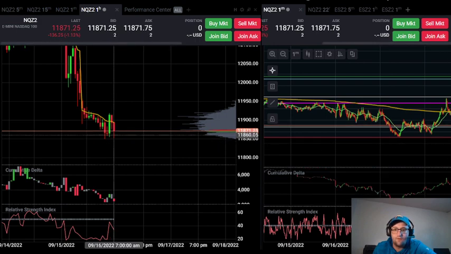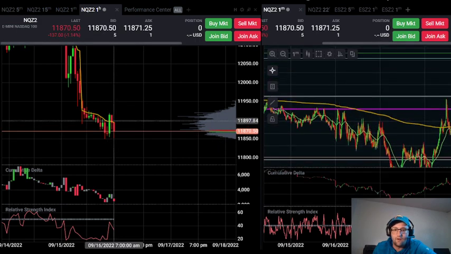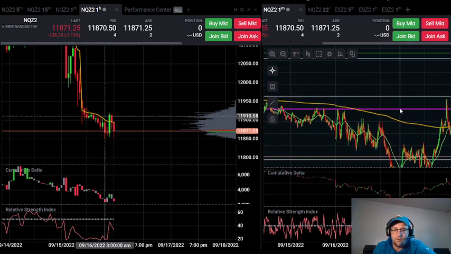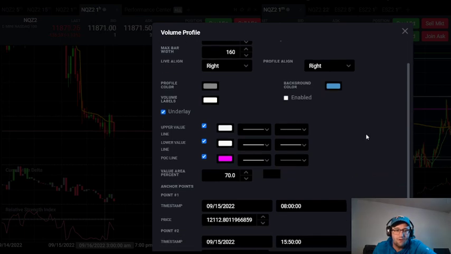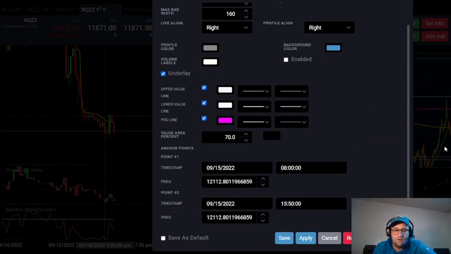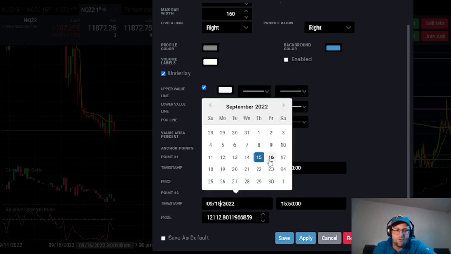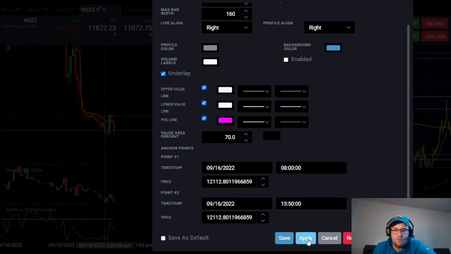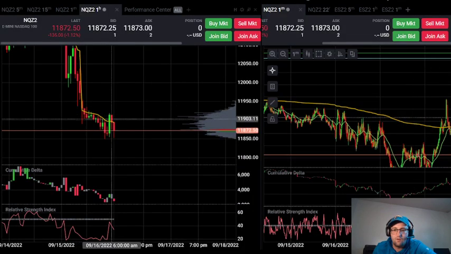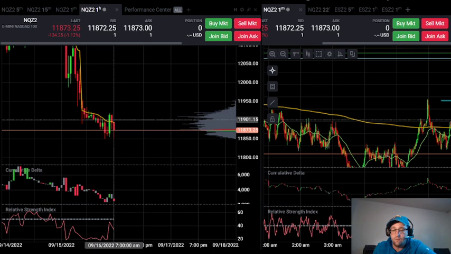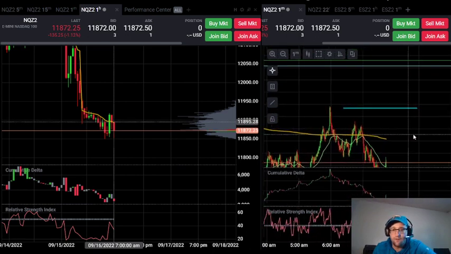How do I already have my value areas already set up? I haven't done anything this morning. What is this? This should have been yesterday's. Okay, whatever. Let's just switch it to today, I guess. I don't know. I'll have to adjust that later, most likely.